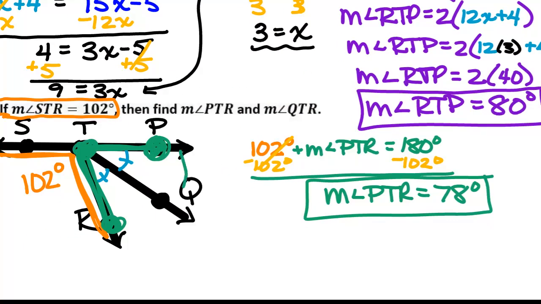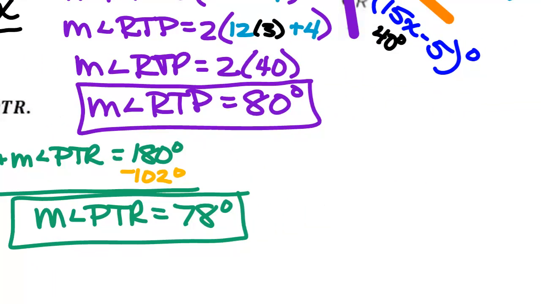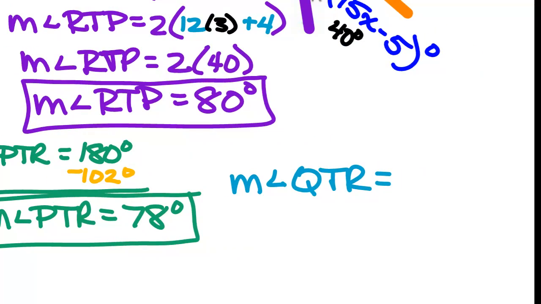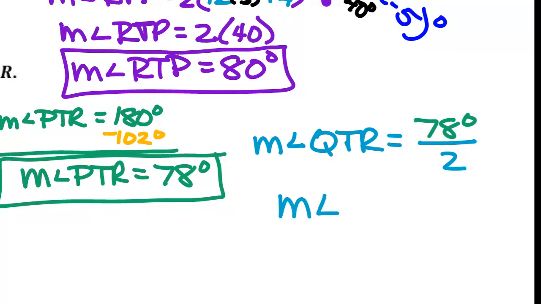So from here all the way around to here is 78. We're going to divide it by 2 to find out how big those 2 little pieces are in the middle. So the measure of angle QTR is equal to 78 divided by 2, which is 39 degrees.